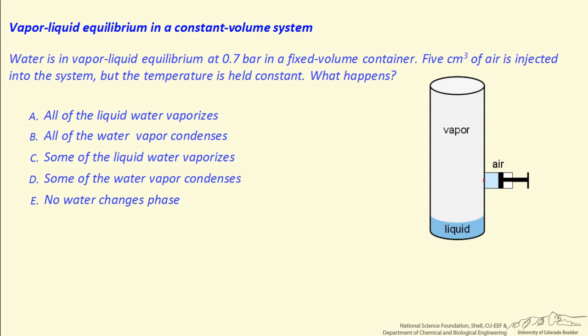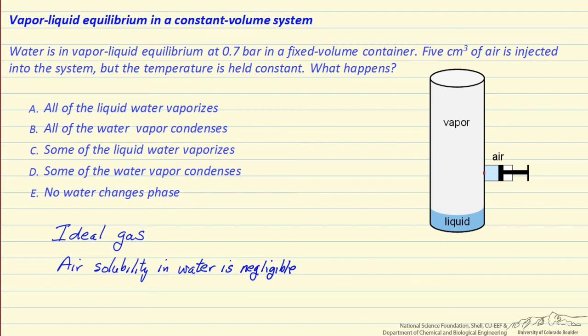So to look at this problem, we're going to first look at the assumptions we're going to make in order to understand this. The first is that these are ideal gases. Well, we're at 7/10 of a bar for the partial pressure of water. And as long as the volume of the vapor is large relative to how much air is being injected, as represented in the diagram, then we're not at very high pressure. This is probably a pretty good assumption.